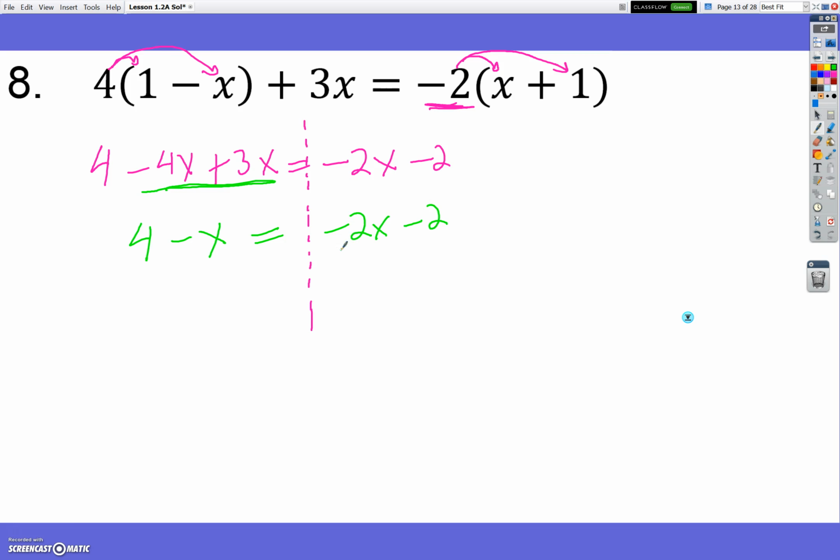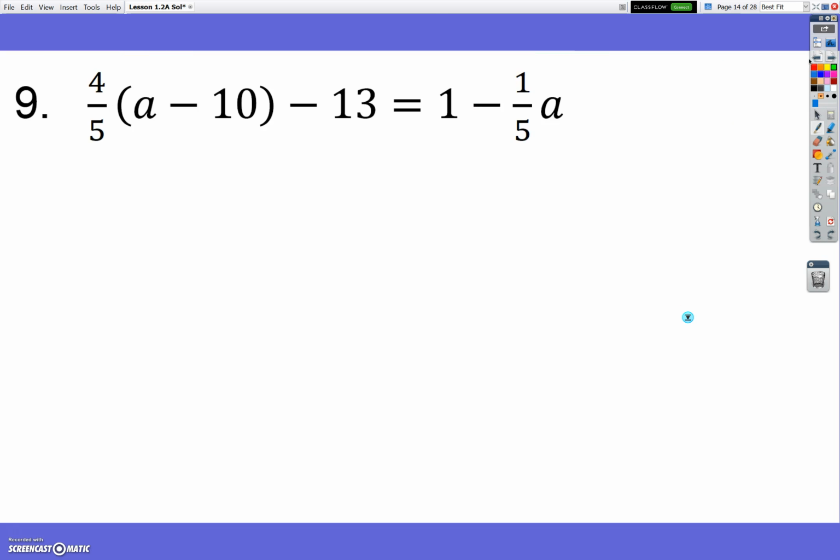Now to keep my x's positive, to keep the variables positive, what I'm going to do is add 2x on both sides. This will give me positive 1x, and then I still have the 4 plus this x is equal to negative 2. Then all I need to do is minus 4 on both sides to get x is equal to negative 6. Alright, now let's look at the next one.